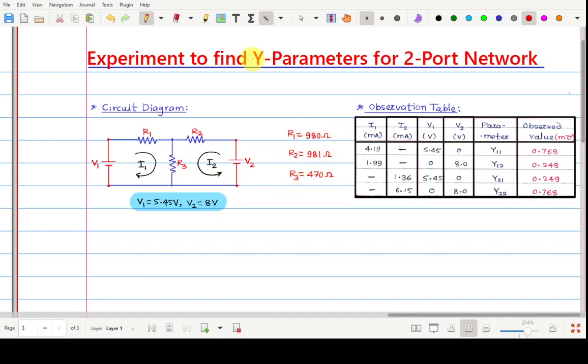Okay friends, let us start the calculations. Y parameters are also known as short circuit admittance parameters. Suppose this is the output port. Initially we short port 2 and calculate two parameters. After that we will short port 1, so we will get the remaining two Y parameters. Okay, so let us start.